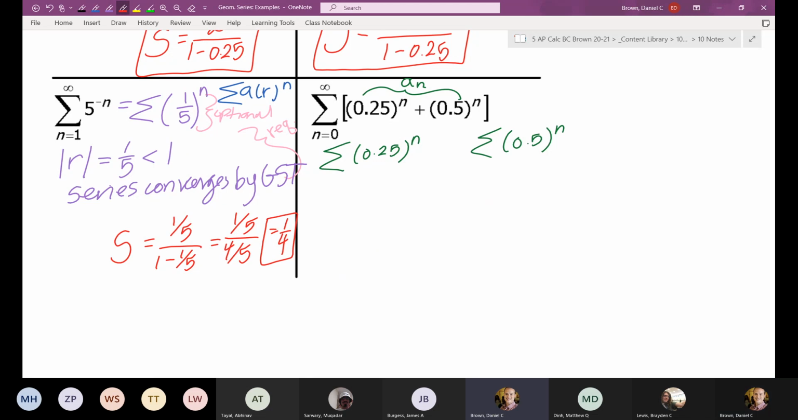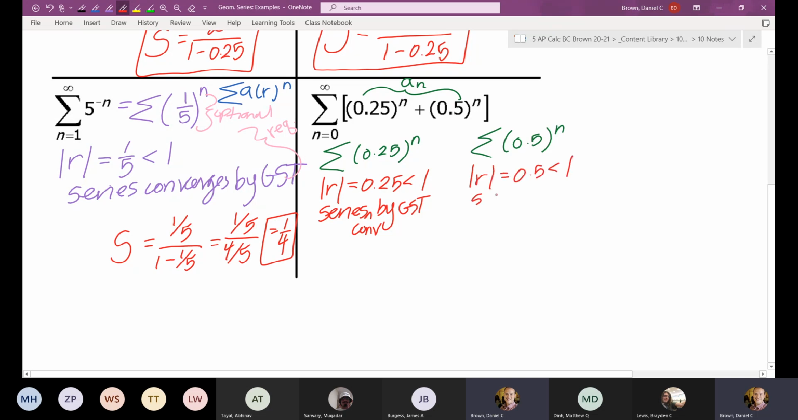Yes, it's obnoxious to do all the extra writing, but again, we have to make sure we justify this formally and correctly. Looking at this first series, what is the absolute value of r? Absolute value of r is 0.25, which is less than 1. That's why it's important. So this series is going to converge by the geometric series test. Then for the other one, what is the common ratio? It is 0.5. Why is that important? Less than 1. So that series is going to converge by the geometric series test. Well, if both of those series converge, what can we say about the original series? We can say that the original series also converges.